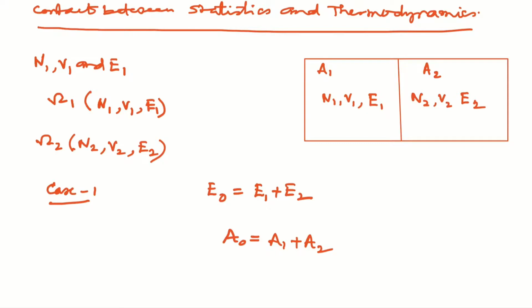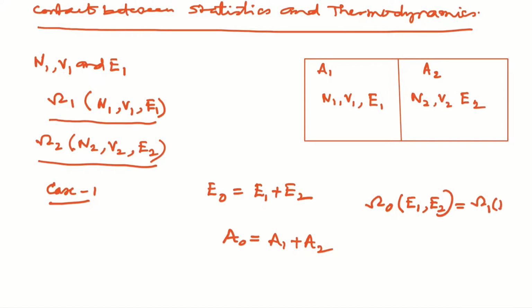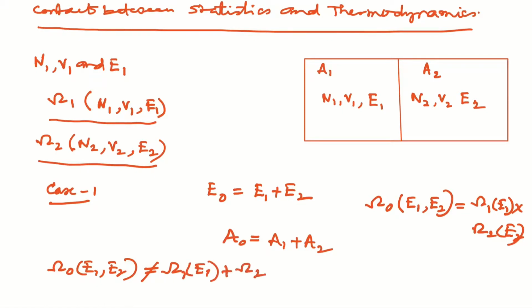As all the microstates omega 1 and omega 2 are equally probable for the systems A1 and A2 respectively, at any moment of time t, the composite system may be found in any of the microstates omega naught, where omega naught, as it is a function of E1 and E2, is given by omega 1, which is a function of E1, into omega 2, which is a function of E2. One can see that omega naught, which obviously is a function of E1 and E2, will not be the sum of omega 1 and omega 2.